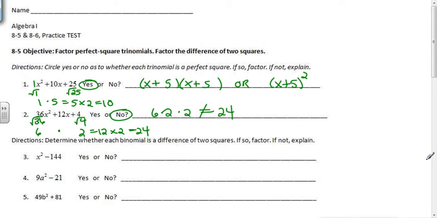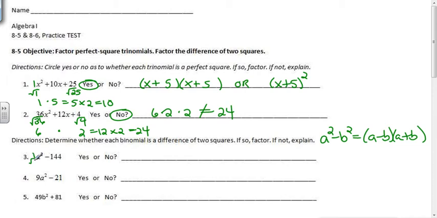Okay, number 3 says determine whether each binomial is a difference of two squares. The format for a difference of two squares is a squared minus b squared factors into a minus b times a plus b. So you have to ask yourself, do I have two terms? Yes. Is it subtraction? In other words, difference? Yes. Can I do the square roots?